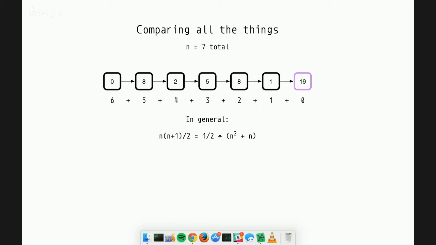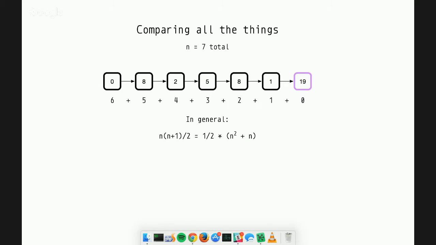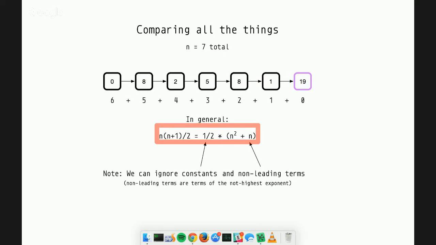But in general, we have this general formula. This is just expanding out this thing: we're going to multiply n by n plus 1 and divide by 2. We get this formula here. So I just pulled out the fraction, and then n times n plus 1 is n squared plus n. And when we're talking about big O notation, there are a couple of tricks. Basically, you can ignore this constant here. You can ignore any constants with big O. So we just drop the 1/2.